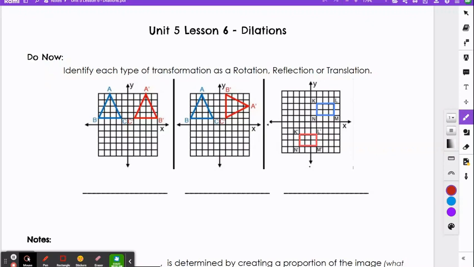Hi everyone, it's Mrs. Francis, and today we're going to be looking at dilations. Take a moment to pause the video and try the do now.